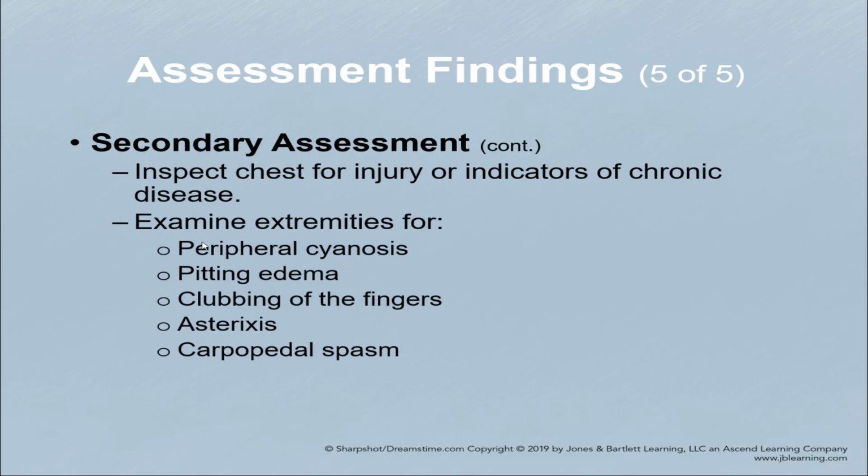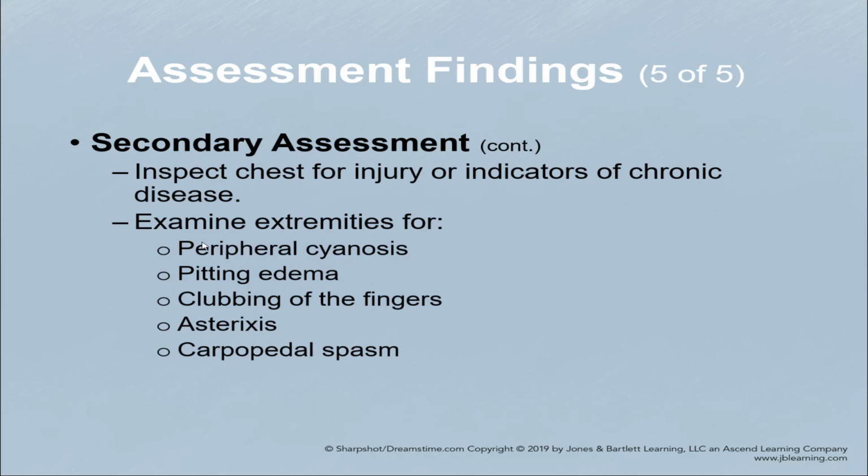We want to inspect the patient's chest for injuries or any indications of chronic diseases, such as a barrel chest from long-standing emphysema. So, you've got that big barrel chest. Those are usually pretty thin-framed people because they'd rather breathe than eat. I can understand that too. Other components of a chest examination include noting the accessory muscles and retractions, like we said earlier.